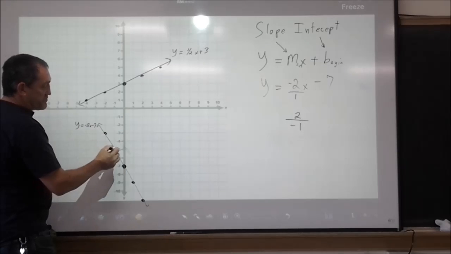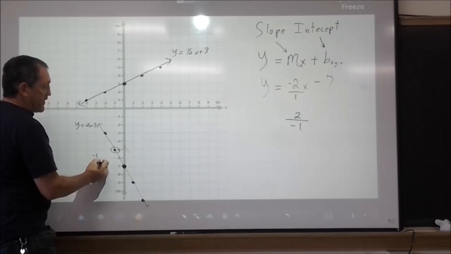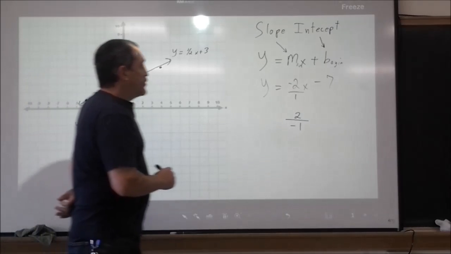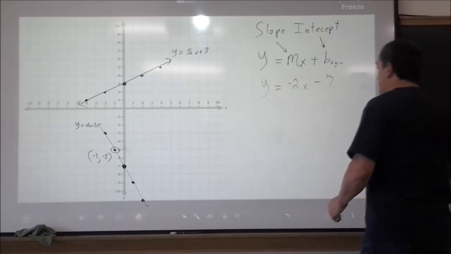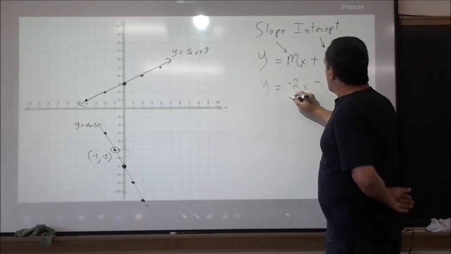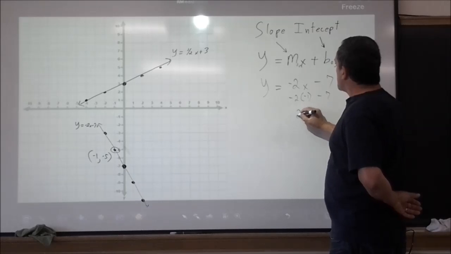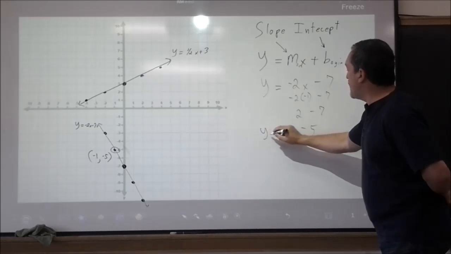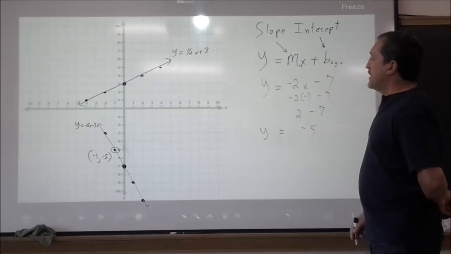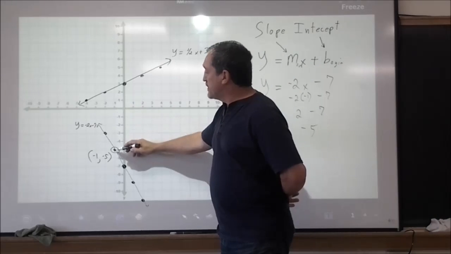Take this one. The name of that is (-1, -5). If we put a -1 into our original equation, -2 times -1 minus 7, we get 2 minus 7, we've got a -5. So here y equals -5. If x equals -1, y equals -5. (-1, -5).